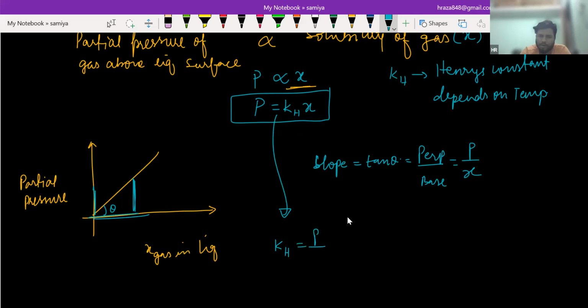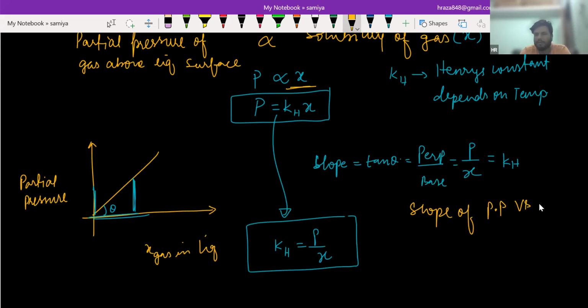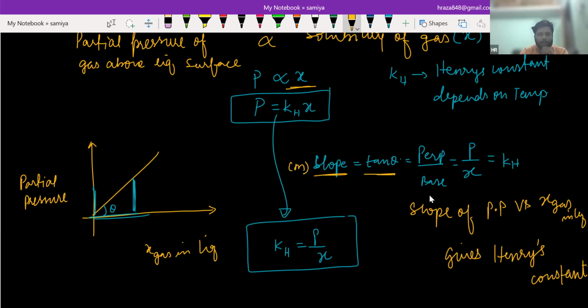And come to this formula and find the value of Kh. Kh is equal to the partial pressure of gas above the liquid surface upon the mole fraction of gas in liquid. So basically we can also say that the slope of partial pressure versus mole fraction of gas is constant. Process it in your mind, and if you still didn't get it, please let me know.